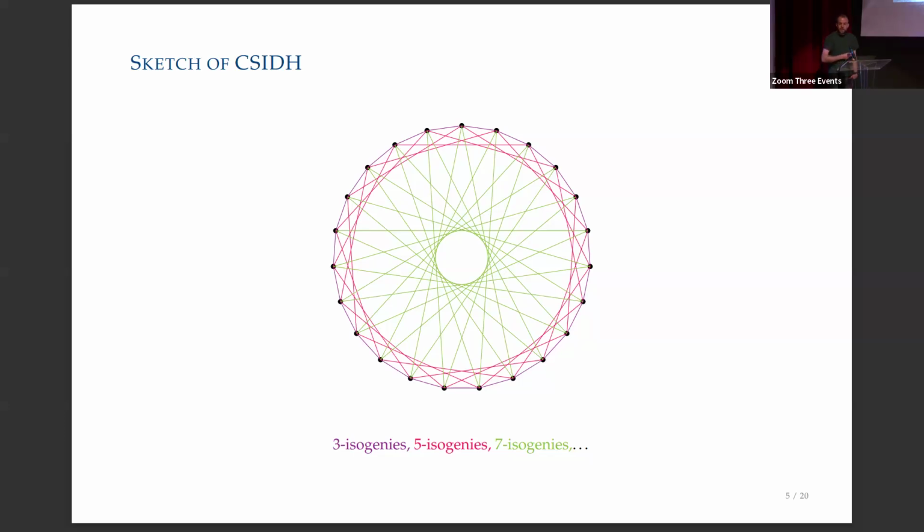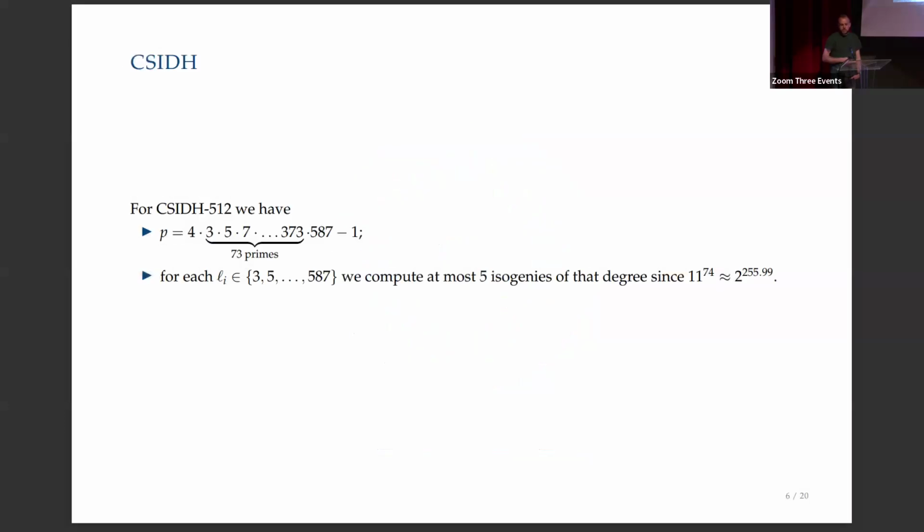So for realistic parameters, we have a 512-bit prime p, which is constructed in a specific way to easily be able to compute that. We have 73 primes and then another prime, 587, to make this p prime as well. And for each of these 74 primes, we will compute at most 5 isogenies of that degree.